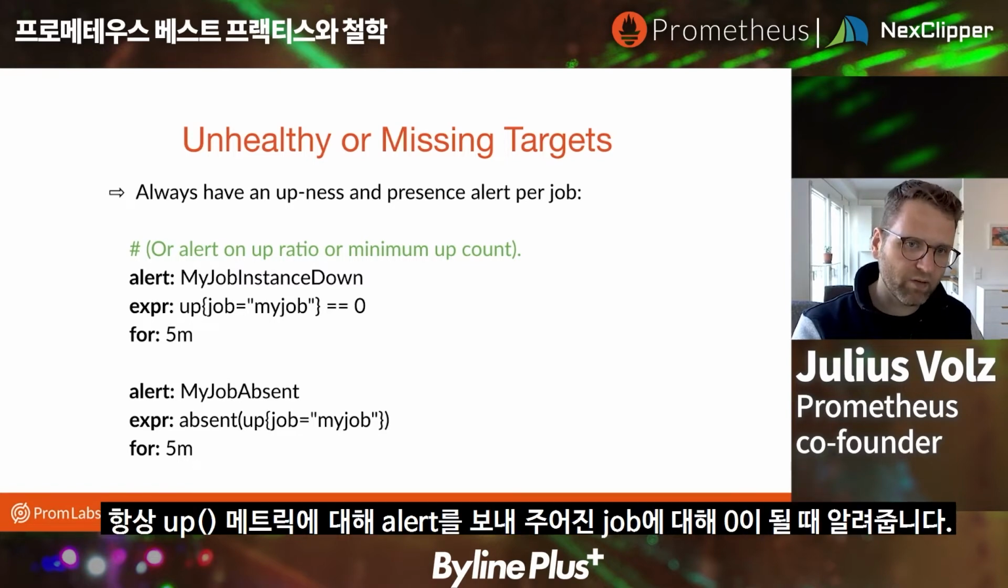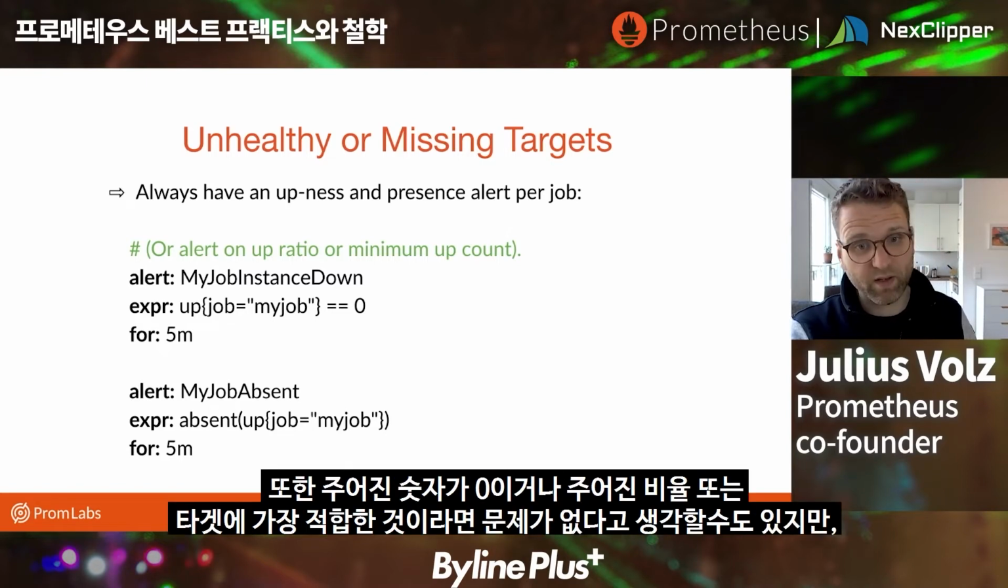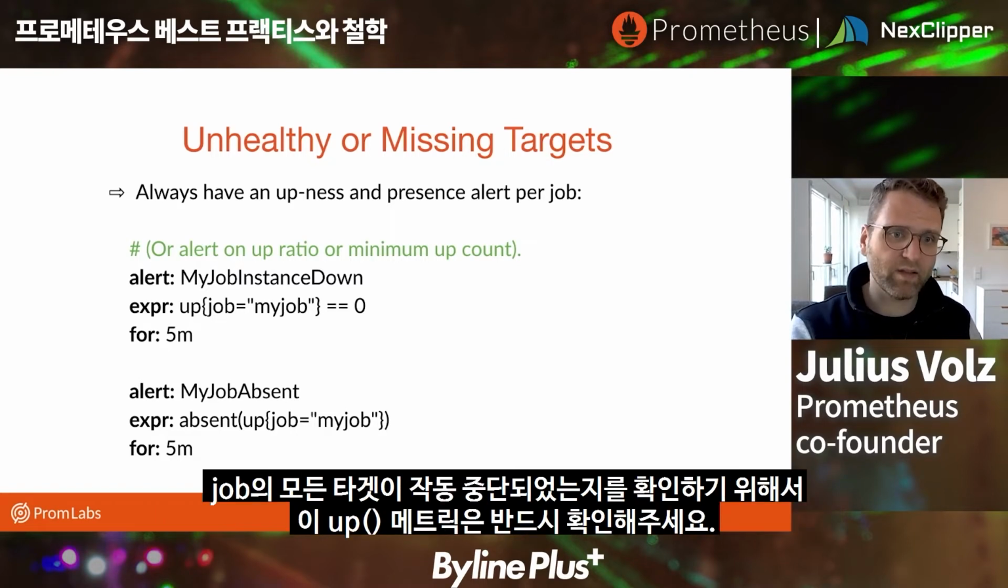So always have an alert on this up metric telling you when it's 0 for a given job. You can have different variants of this, so you don't necessarily have to test that each target of that job is individually at 0. You could also say, if a given number of them is at 0, a given ratio, or whatever makes most sense for your target. But do check that not all the targets of your job are actually down.